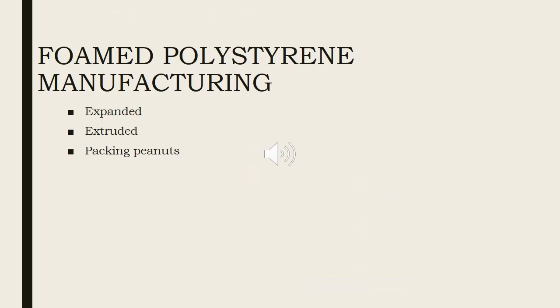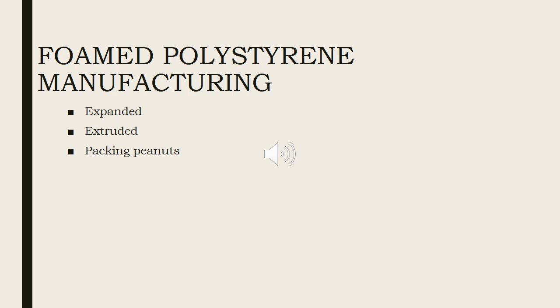Polystyrene exists in two distinct forms. These are solid polystyrene and foamed polystyrene. Foamed polystyrene is particularly expanded polystyrene, packing peanuts, and extruded polystyrene.